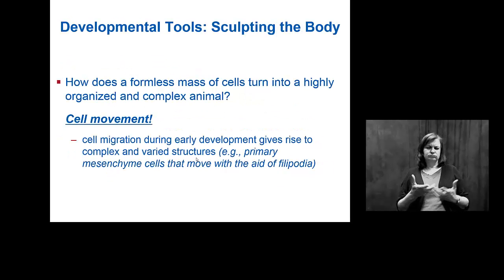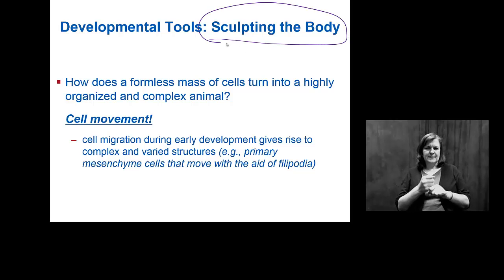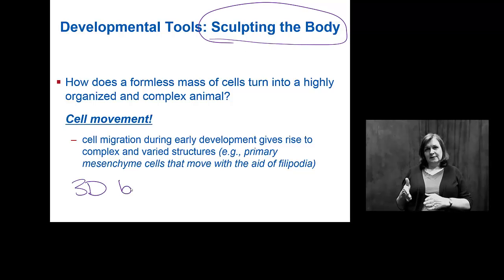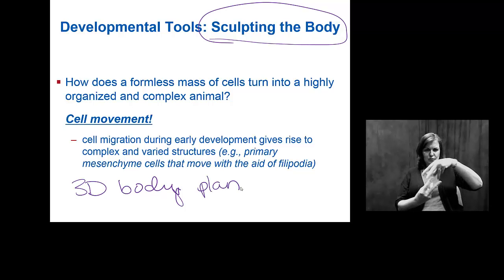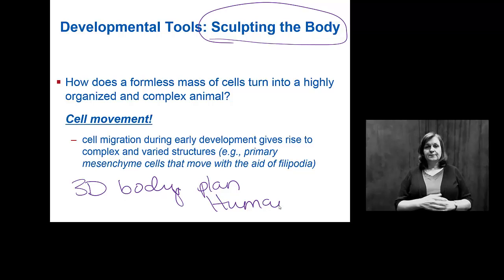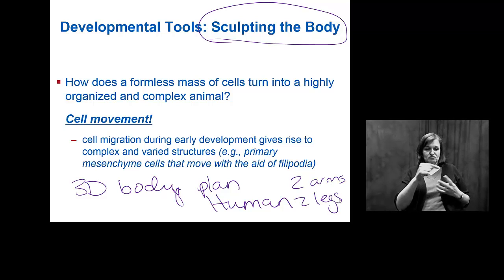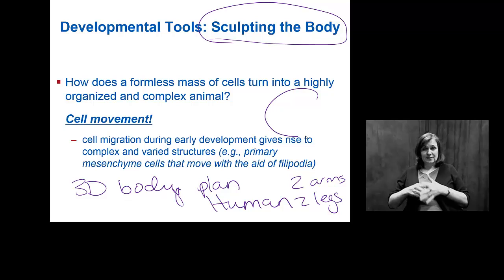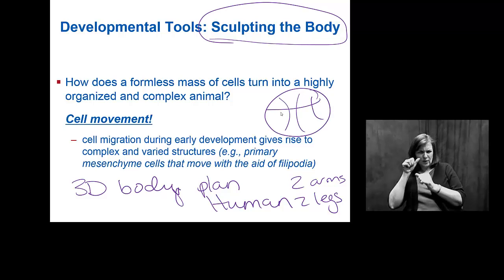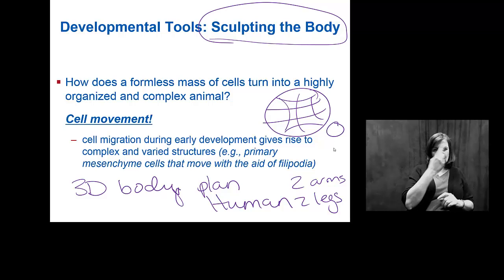So we have to start thinking about actually sculpting the body, as I have here. What's actually going on to create not only a three-dimensional body plan, but then to take that body plan and make it look human? So characteristics that we're accustomed to in humans, 2 arms, 2 legs, and so on. Those primary characteristics, how do we get what started out as a ball of cells, remember? We were just all a big ball of cells. How do you take that and make it look like you?